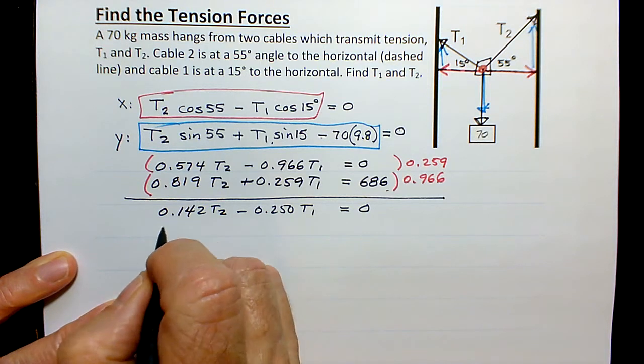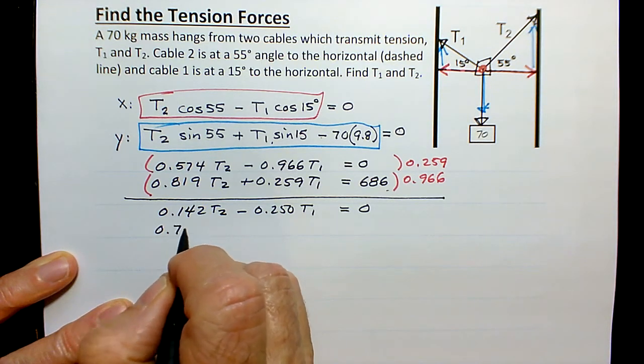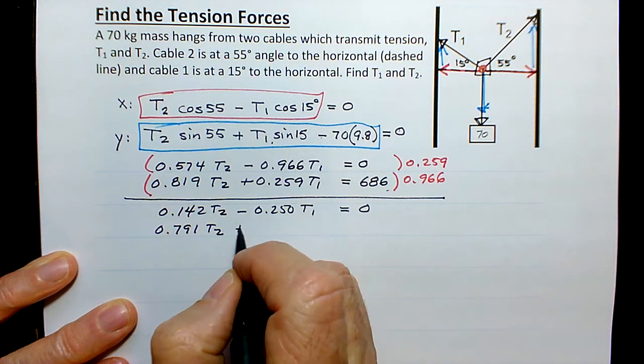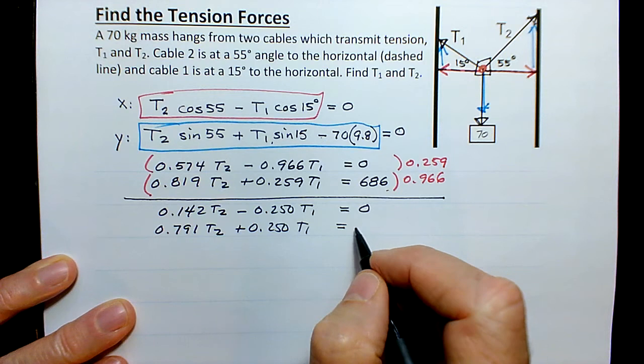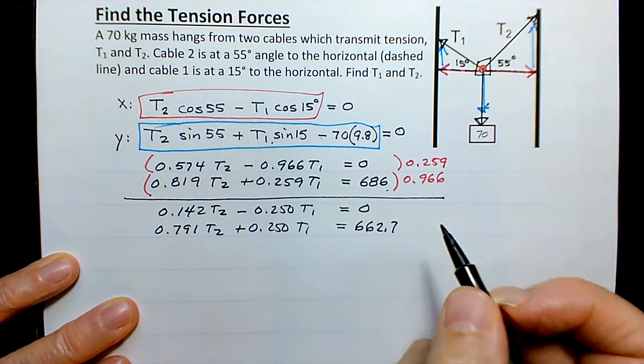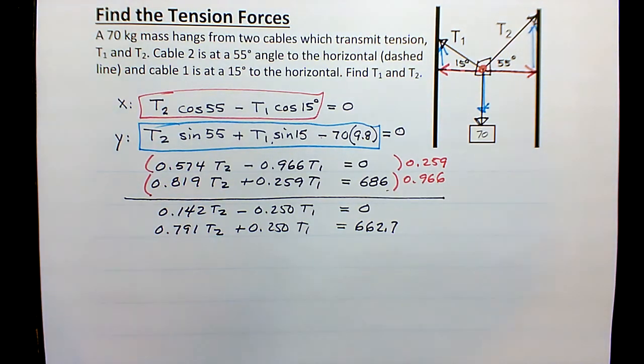Okay, and then the second equation gives me 0.791 T2 plus 0.250 T1 equals 662.7. So the key is that whatever you choose as multipliers, you multiply the entire equation. One of the first mistakes that young people make is they fail to multiply all the way across. They'll stop here or here and forget about the last term or something along those lines. So just make sure you multiply all the way across.